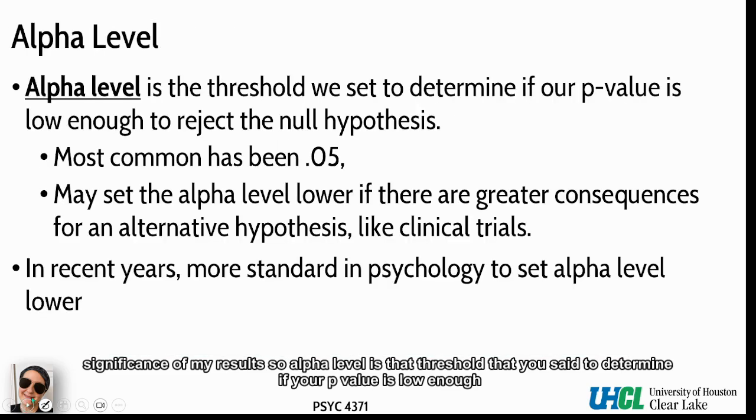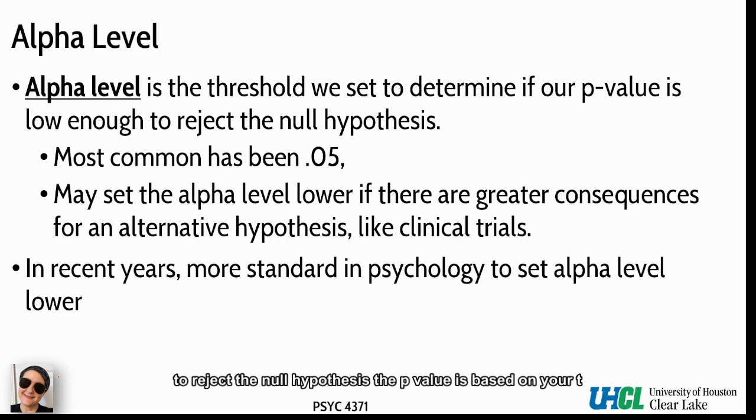results. So alpha level is that threshold that you set to determine if your p-value is low enough to reject that null hypothesis. The p-value is based on your t-score, right? The most common level is 0.05. You might set the alpha lower if there are more consequences to the null being rejected, right? When we reject the null, we claim the alternative is true.